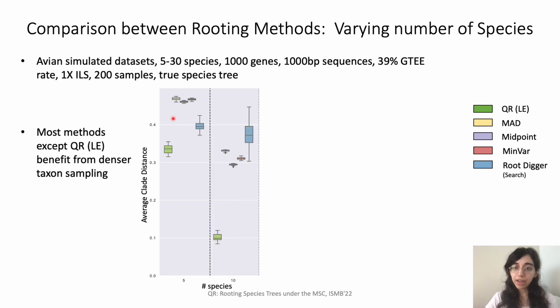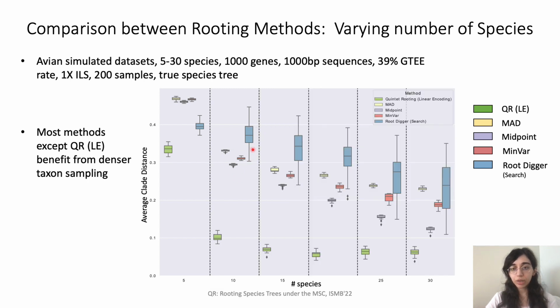For the case of 10 taxa, all methods have lower error, but QR has the sharpest drop in error, and in this case, the distance-based methods perform better than RootDigger. The trends for the rest of the number of species is similar to the case of 10 taxa, but one thing that we can note is that most rooting methods benefit from denser taxon sampling, and therefore they improve with an increase in the number of species. And QR with a linear encoding has the minimum error across all numbers of species, but its error becomes stable after some point.